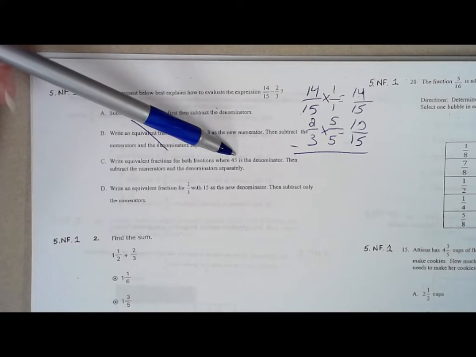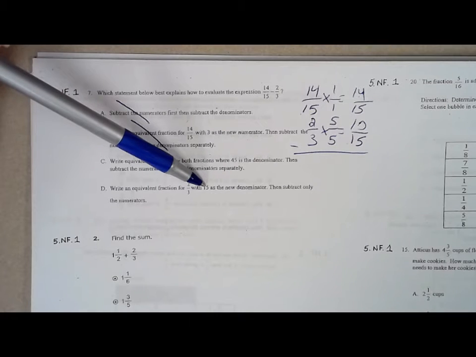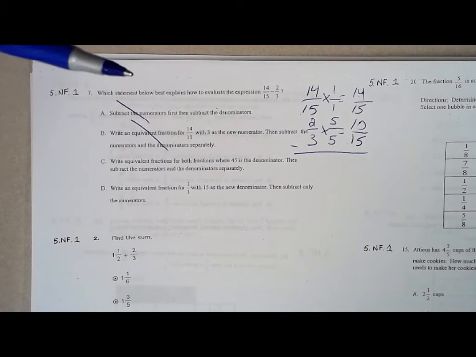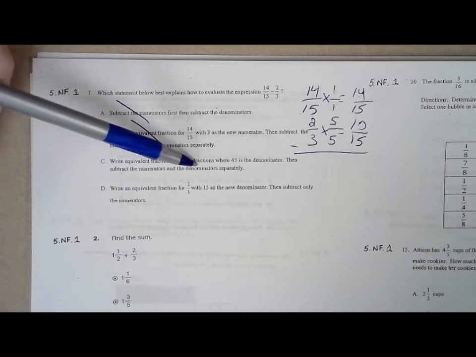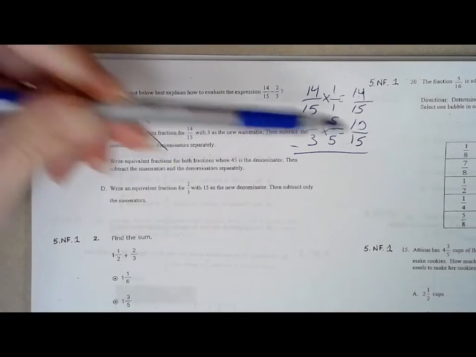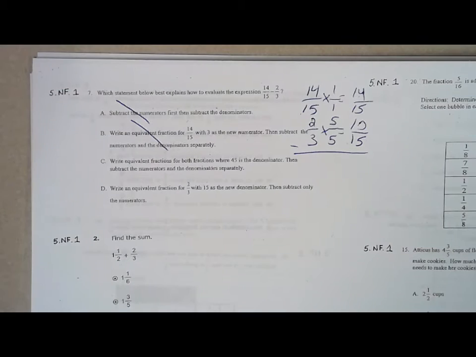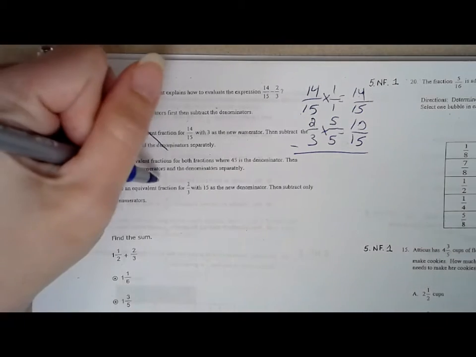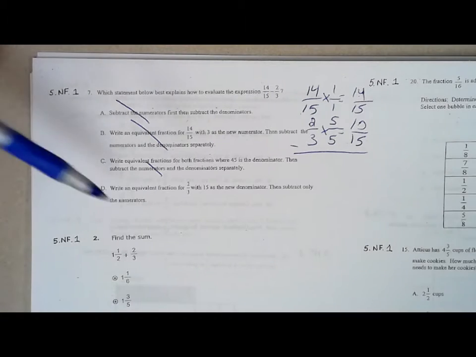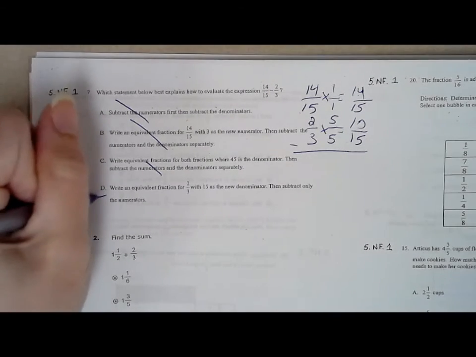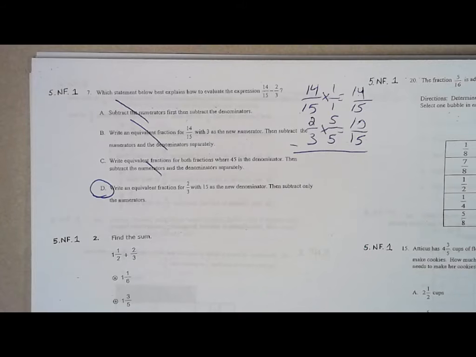So these two questions are kind of close because yes, I could have done a new denominator of 45. It makes more sense to use the denominator of 15, but let's look at the other parts of these statements also. Then subtract the numerators and the denominators separately. We did all this hard work to find a common denominator. Am I going to subtract it now? No, I'm not. Then subtract only the numerators? Yes, that is how I do it. So that is why D is our correct answer.